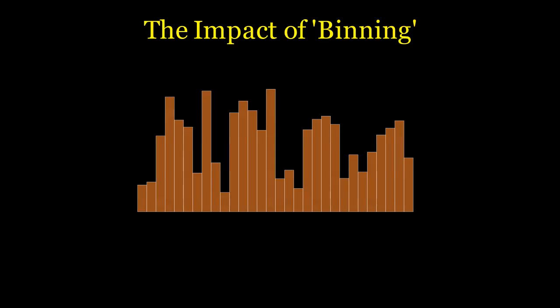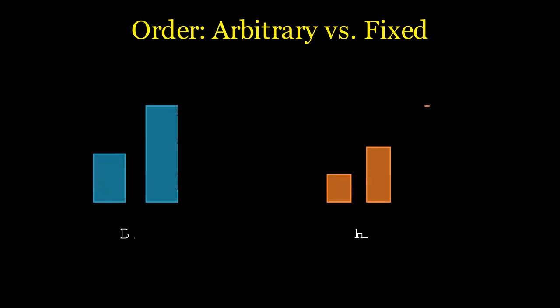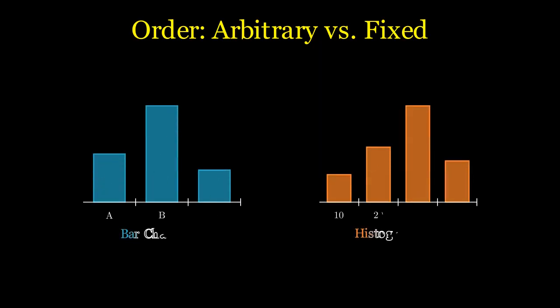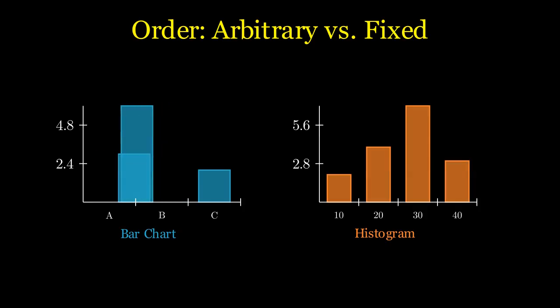Let's talk about the order of the bars. In a bar chart, the order is often arbitrary or based on a specific logic like the Pareto principle, where bars are sorted from highest to lowest frequency. You can move the Tesla bar to the end of the chart without changing the meaning of the data. In a histogram, the order is fixed. Because the x-axis is a quantitative scale, you cannot rearrange the bars. 10 to 20 must come before 20 to 30. Moving a bar would break the mathematical logic of the entire visualization.